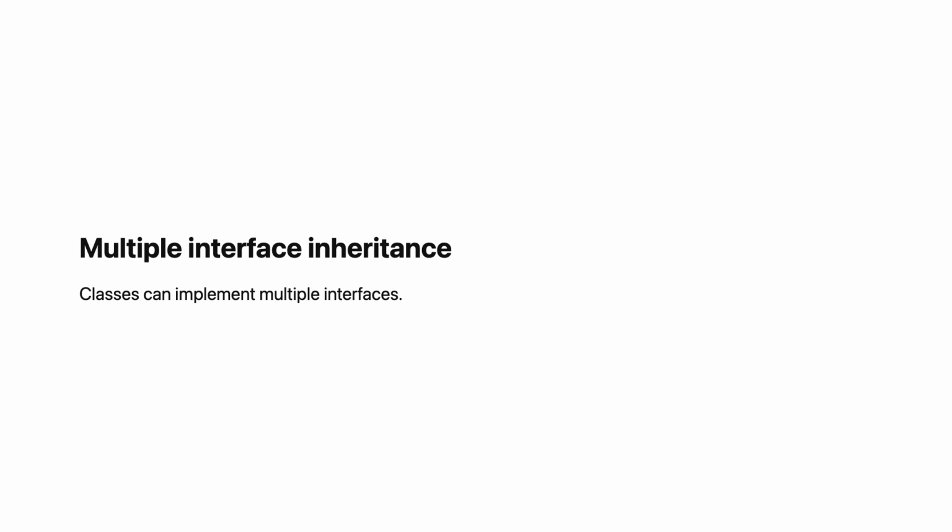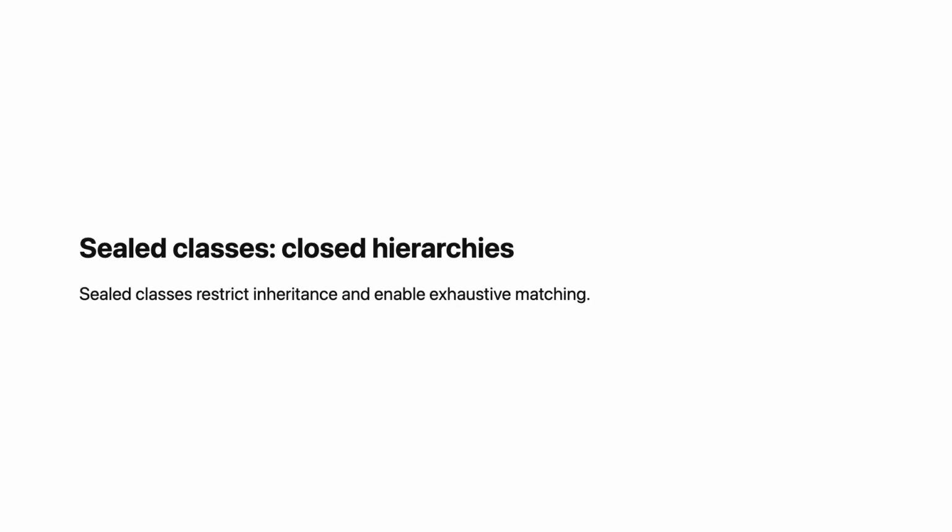Override fun commonMethod with super<Clickable>.commonMethod. Multiple interface inheritance is safe because interfaces have no state. Diamond problems are resolved explicitly.